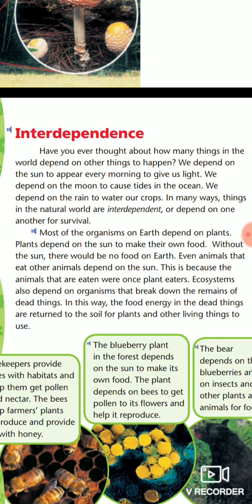Most of the organisms on Earth depend on plants. Plants depend on the sun to make their own food. Without the sun, there would be no food on Earth. Even animals that eat other animals depend on the sun. This is because the animals that are eaten were once plant eaters.